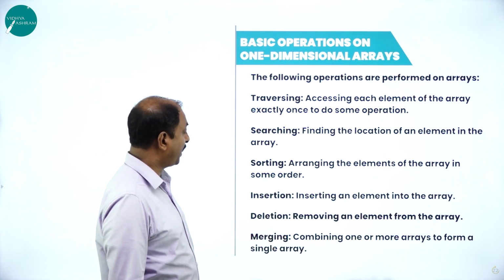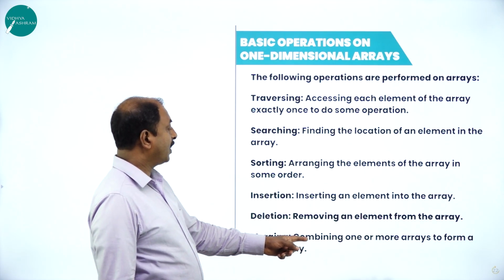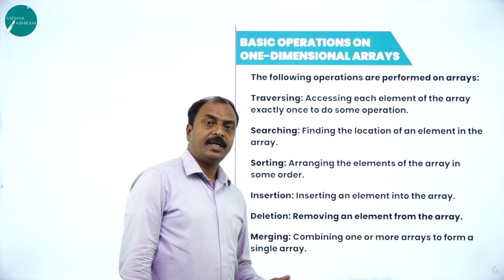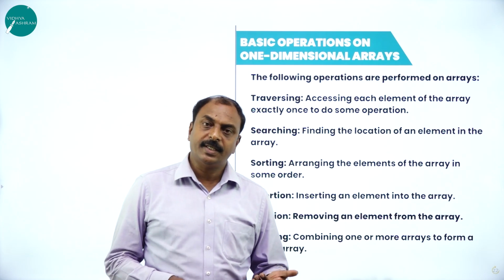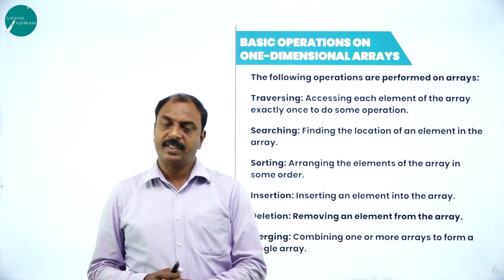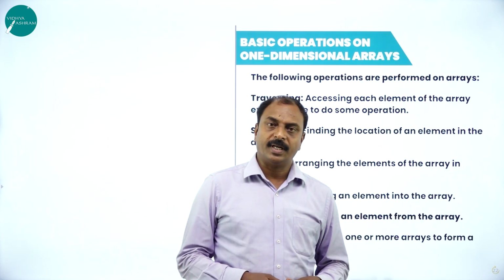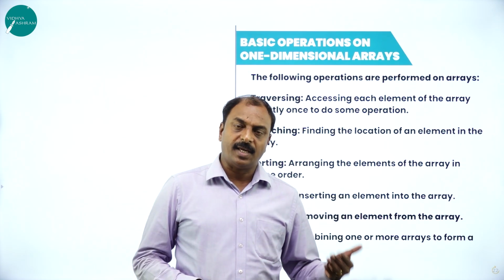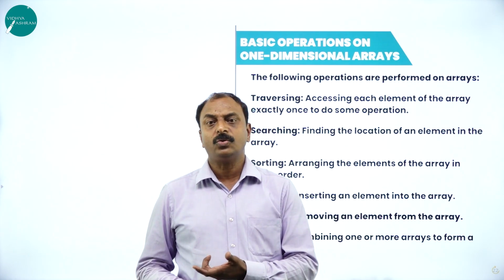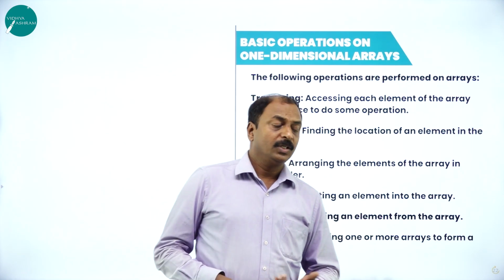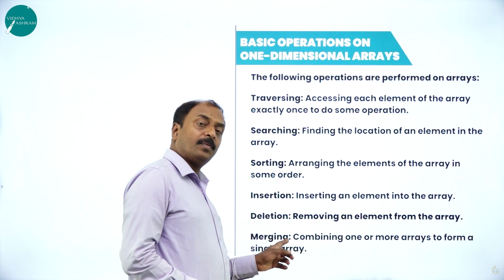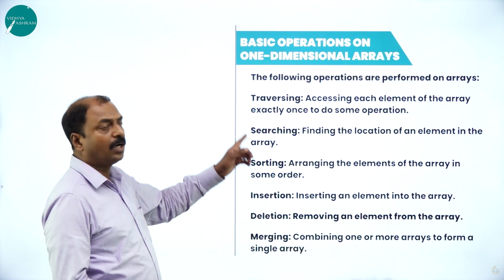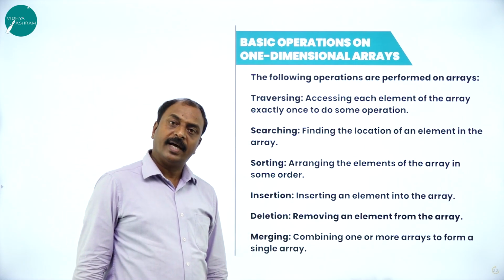Next, the merging operation. What is merging? Combining one or more arrays to form a single array. It is combining the data items of two different arrays. For example, if A is one array and B is another array, we can create one more array C by combining those two arrays A and B. So that will be the merging operation. So these are all the different operations on a one-dimensional array.